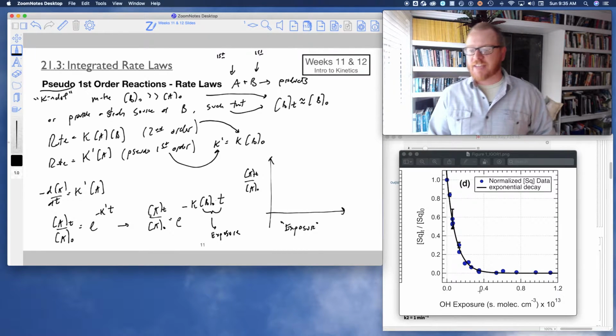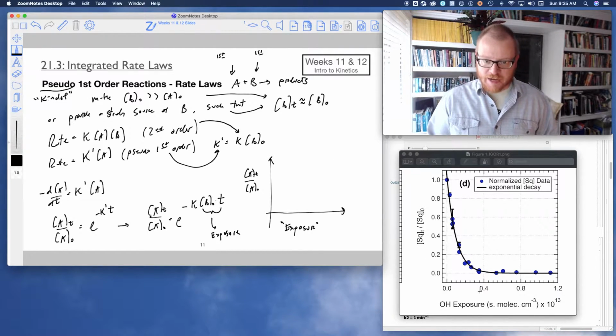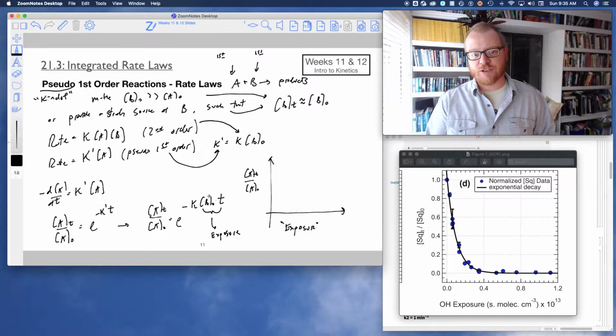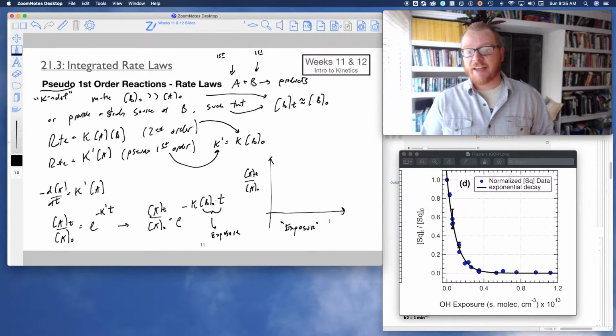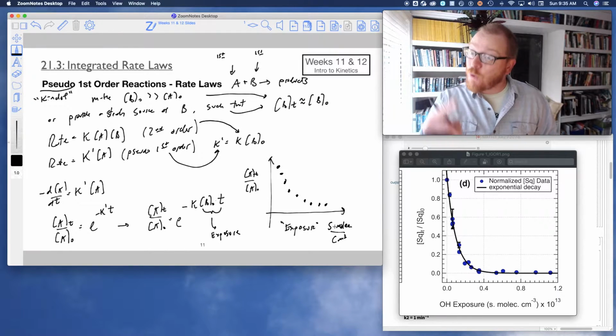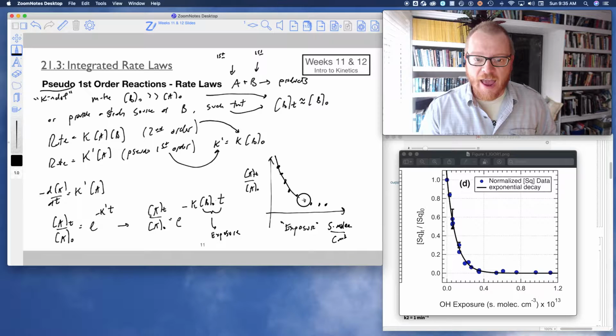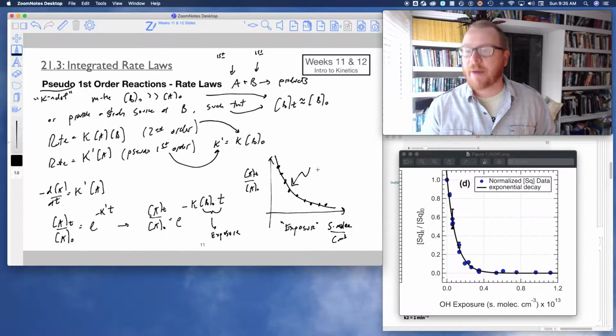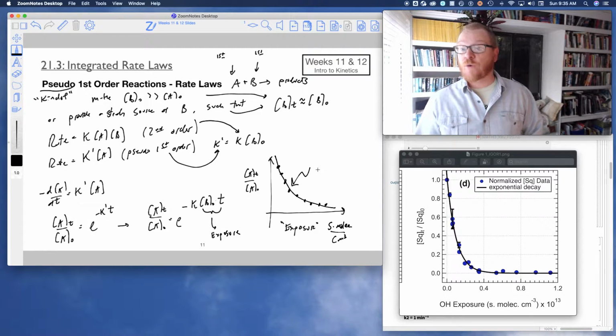And you notice it has units of seconds molecules per cubic centimeter. That's because the concentration of B would be molecules per cubic centimeter times time in seconds. That gives us seconds times molecules divided by cubic centimeters. Okay? And so now if I plot this x-axis in this way, where instead of versus time, it's time multiplied by the concentration, then I will get a first order decay out of that. And when I fit this, I get an apparent first order rate constant.